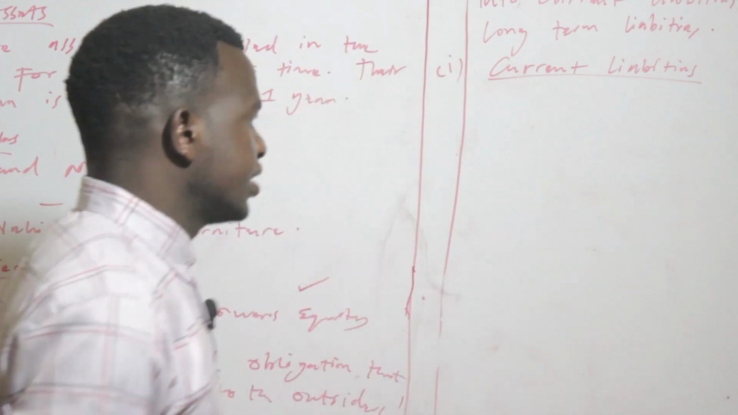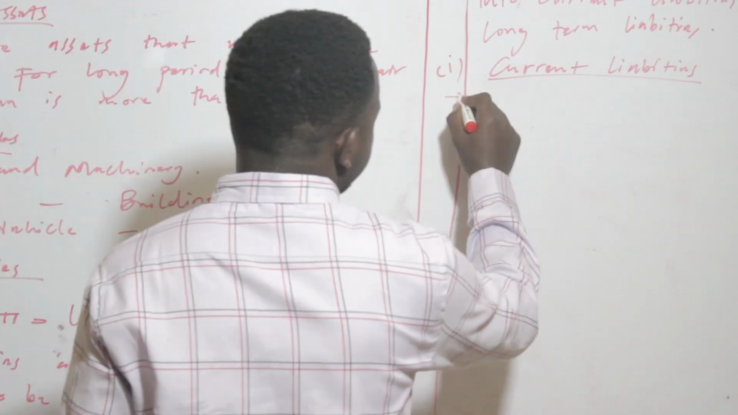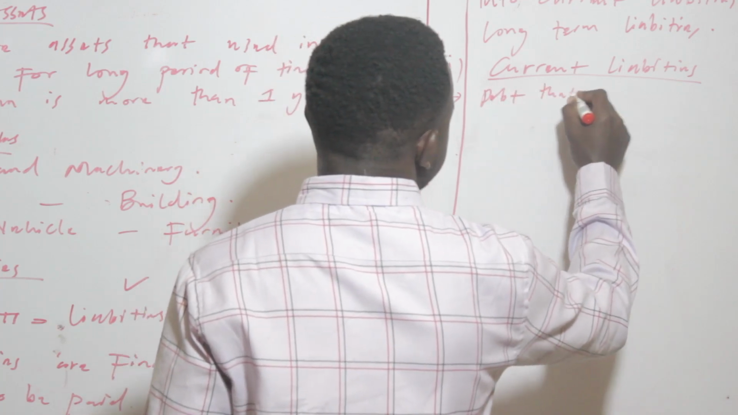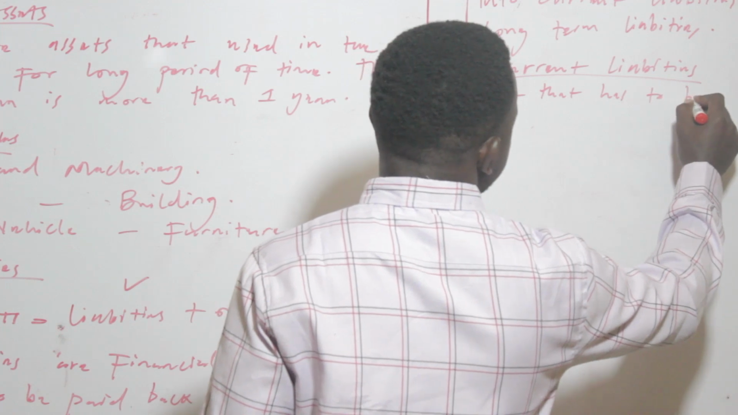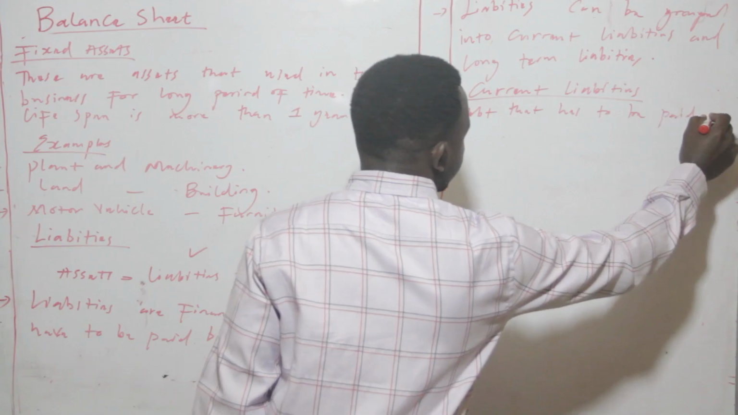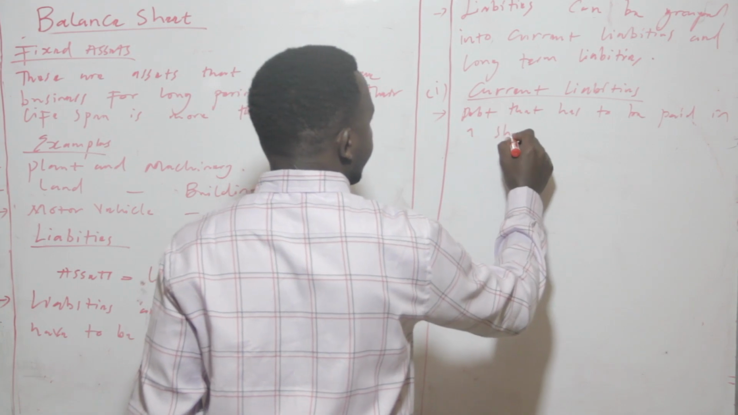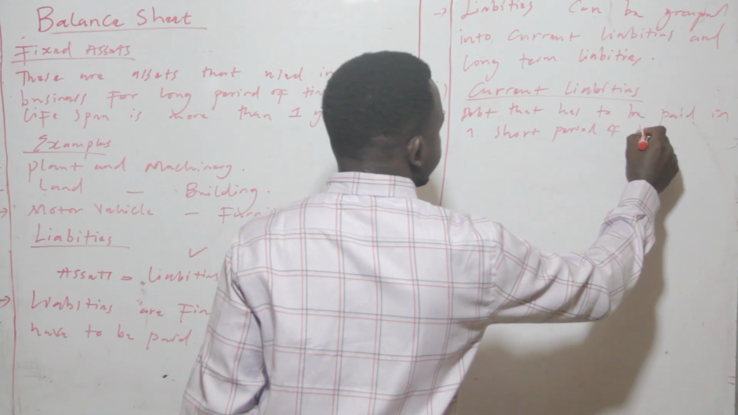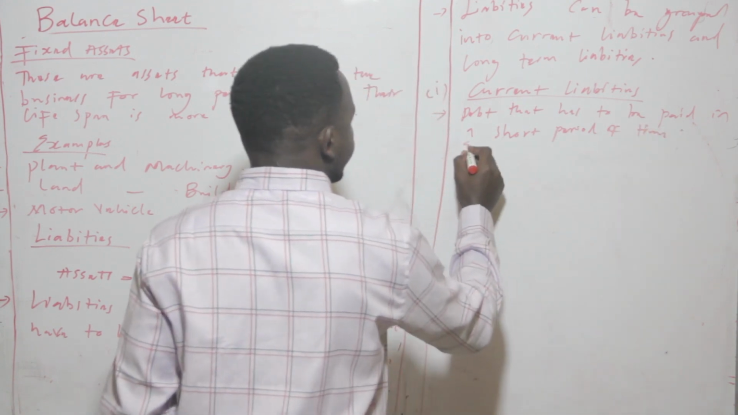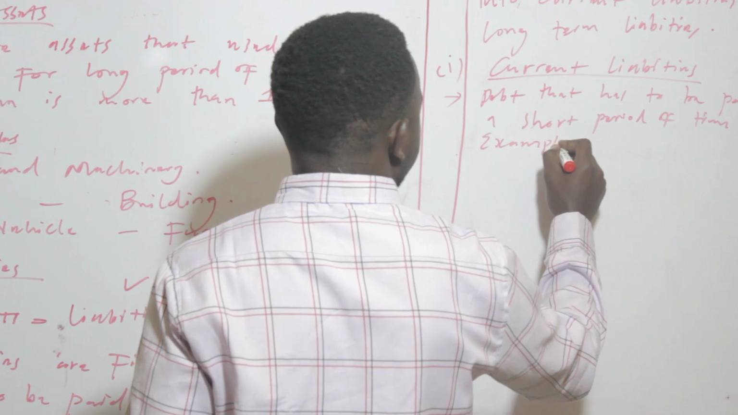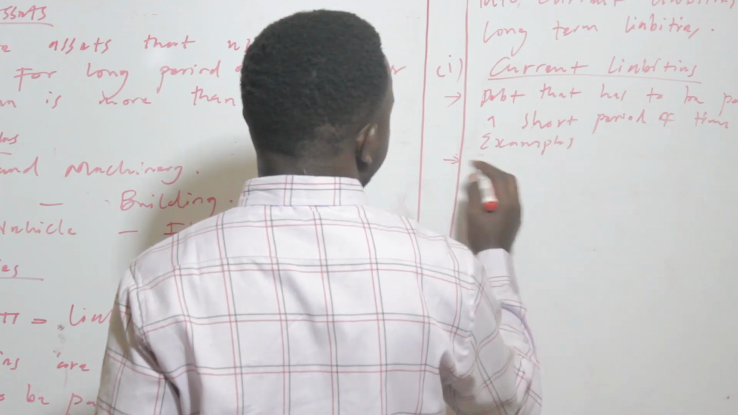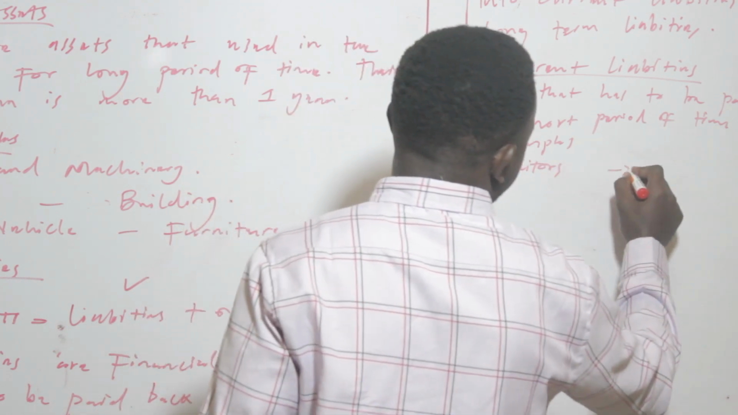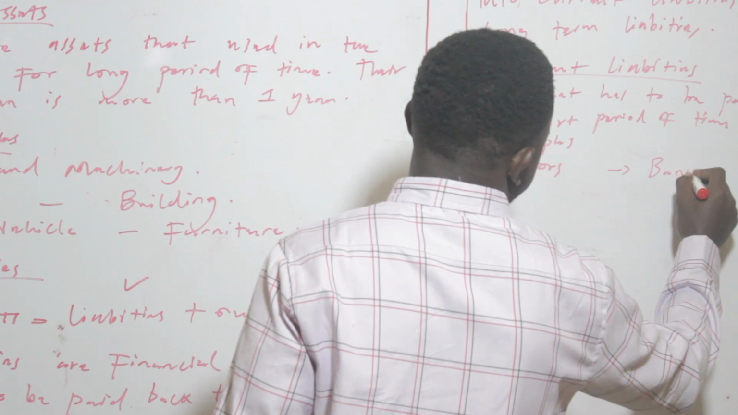So the current liabilities, this is debts that have to be paid in a short period of time. So debt that has to be paid in a short period of time. And examples here, I've said we're having creditors and we are also having bank overdraft.